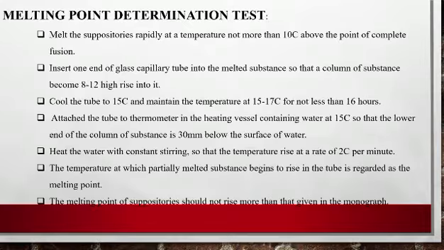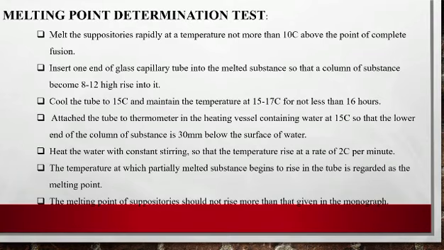Next is the melting point determination test. We know that suppositories melt at body temperature. So the suppositories should melt rapidly at a temperature not more than 10 degrees Celsius above the point of complete fusion. Here, first we insert one end of a glass capillary tube into the melted substance.